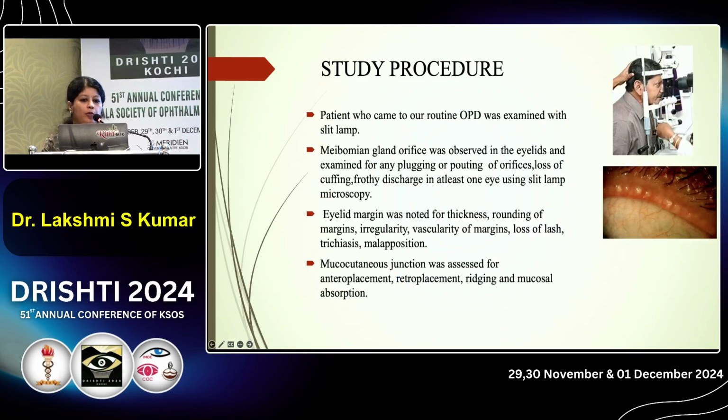Study procedure: patient who came to our routine OPD was examined with slit lamp. Meibomian gland orifice was observed in the eyelids and examined for any plugging, pouting of orifices, loss of cuffing, frothy discharge in at least one eye using slit lamp biomicroscopy. Eyelid margin was noted for thickness, rounding of margins, irregularity, vascularity, loss of lash, trichiasis, and malapposition. Mucocutaneous junction was assessed for anteroplacement, retroplacement, ridging, and mucosal absorption.